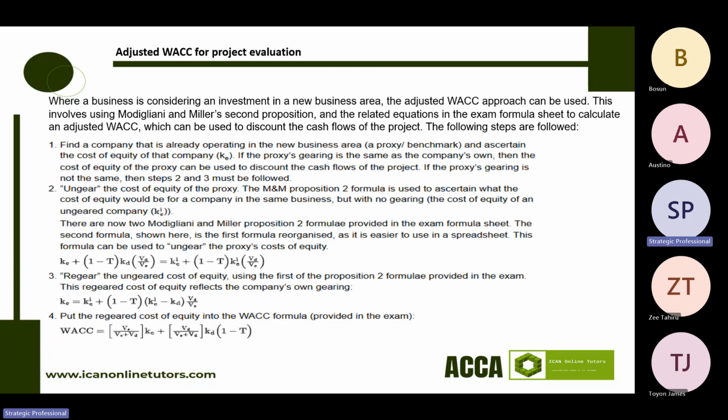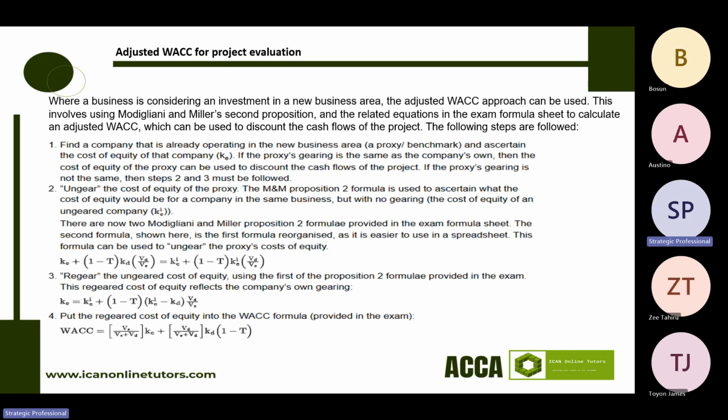We now have it here, where a business is considering an investment in a new business area, right? Meaning that the business is an unrelated business. Like I said, let's say for instance, Access Bank wants to diversify into oil and gas or maybe manufacturing, right? You can see that the business risks they will be facing will be quite different. So it's not the same approach compared to when it's diversifying into GT or Zenith. And we have here that the adjusted WACC approach can be used.